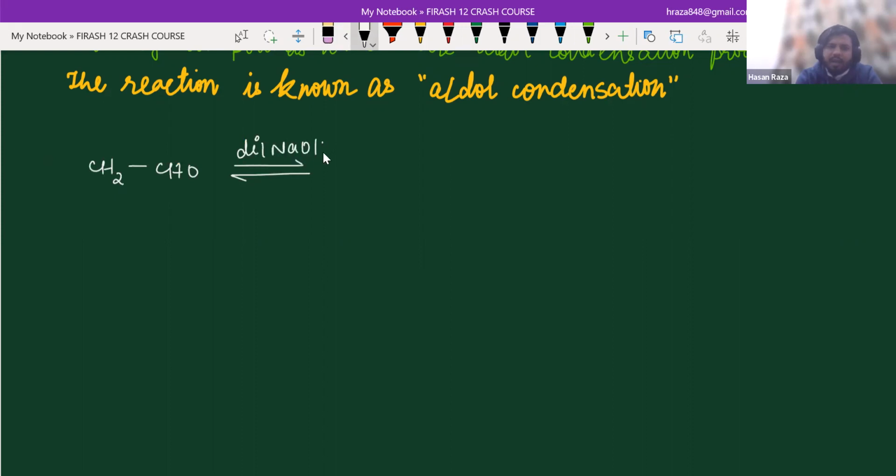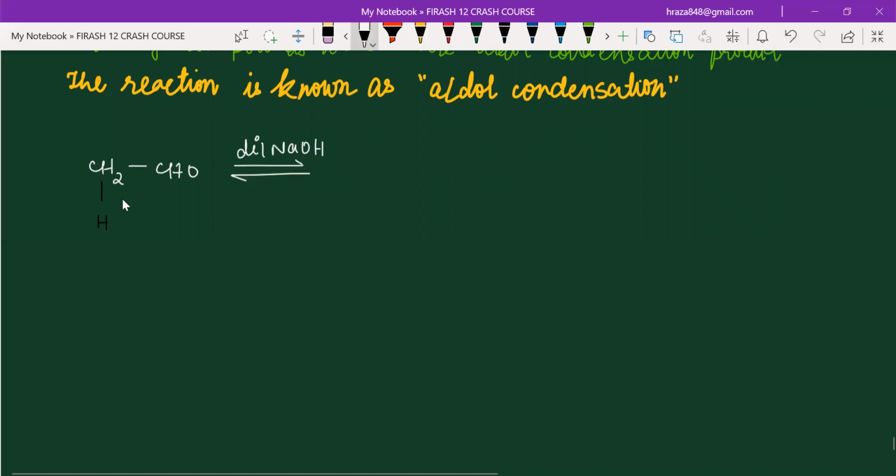Now, what you have to do, you know, this is alpha hydrogen. If this is your alpha hydrogen, it will be released. That means H plus will be given, right? So it will become CH2 negative CHO. Yes or no? Now, again, you have to take 1 mole. For aldol, you need to take 2 moles of this aldehyde. So now you are going to take another mole of aldehyde.